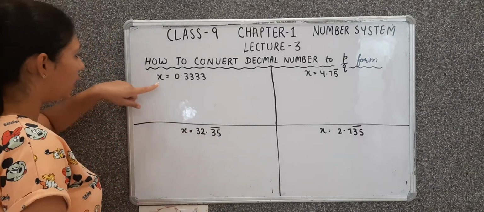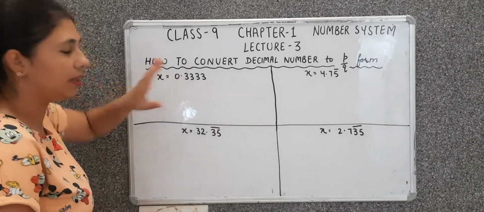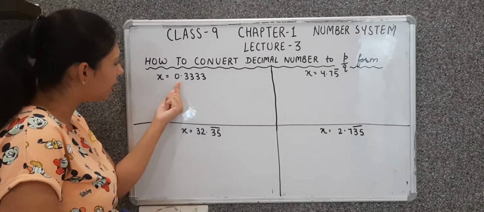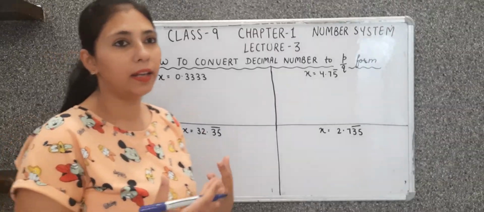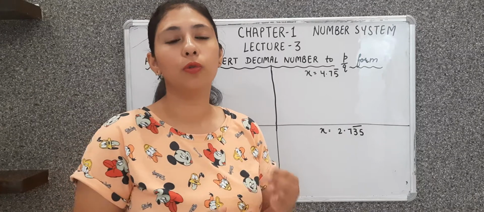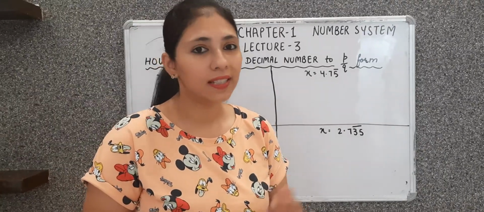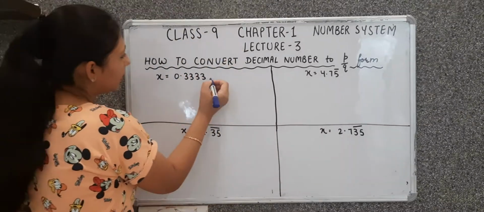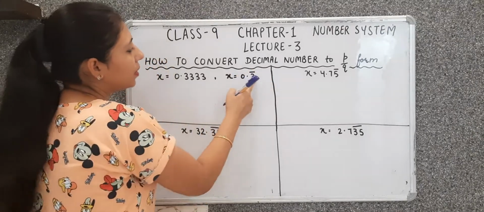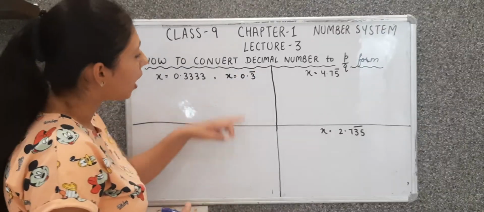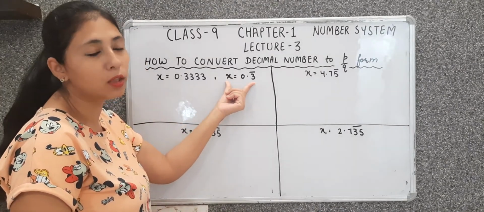What is my first question? My first question is x equals 0.3333. In this question, the number 3 is repeating itself. What is our actual work here? We want to remove the part which is after the decimal, and for that, what steps will we take? This number is actually x equals 0.3 bar, because the number 3 is repeating itself. So I'll multiply this equation on both sides by 10.